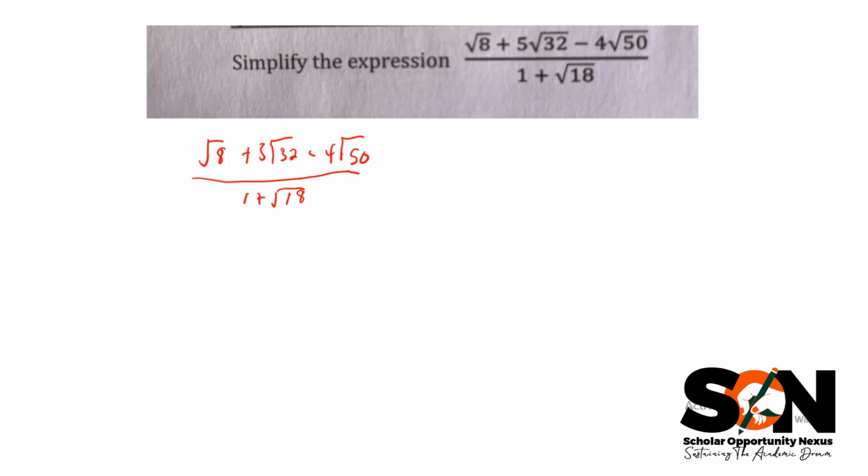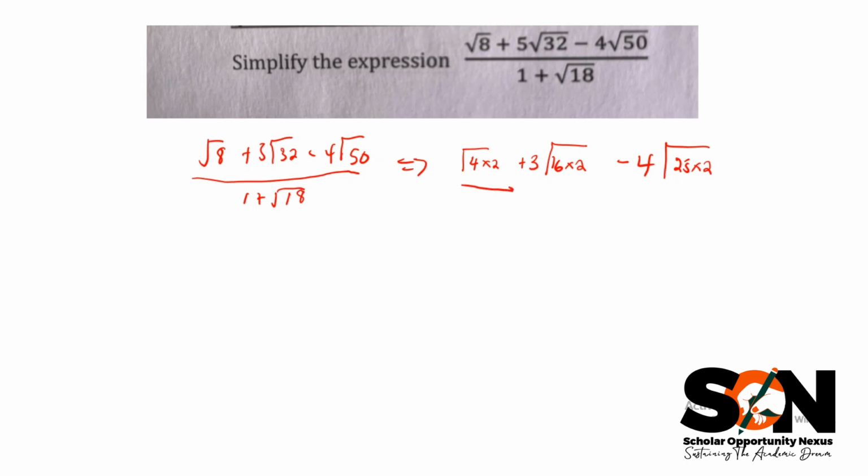So 8 here is 2 multiplied by what? A perfect square, which is 4. Here, 32 is 2 multiplied by a perfect square, which is what? 16. 50 is 2 multiplied by 25, which is a perfect square. Here 18 is also 2 multiplied by a perfect square. So we express everything in terms of square root of 2. So this will give us what? Square root of 4 times 2 plus 5 square root of 16 times 2 minus 4 square root of 25 times 2.